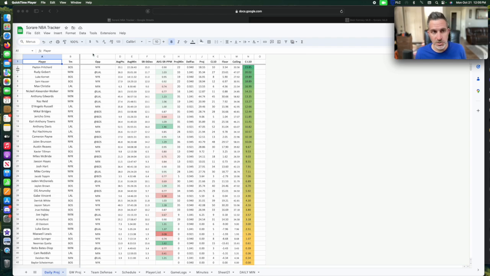This is what I call the main sheet. It's called the Sorare NBA tracker, but I always refer to it as the main sheet. Basically, you're going to have a bunch of tabs along the bottom here. I'm going to explain what those are. First one is daily projections. This is going to be the next daily game.